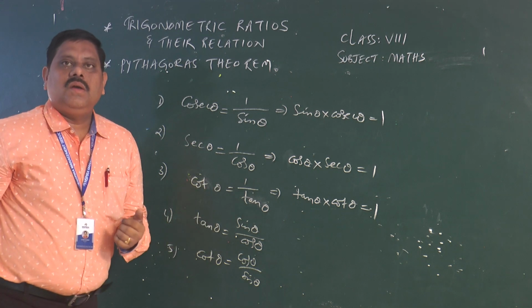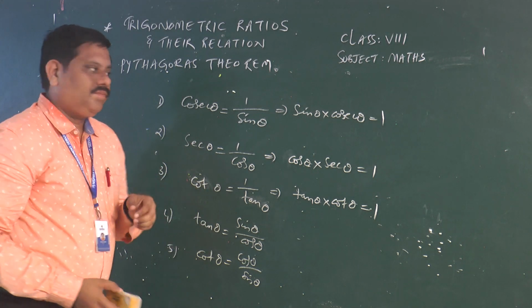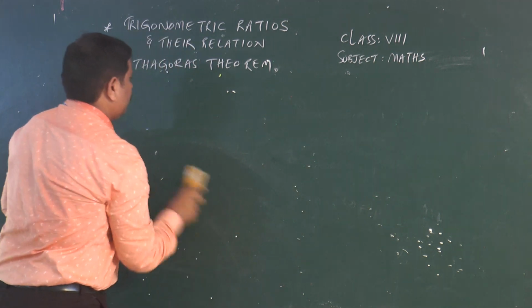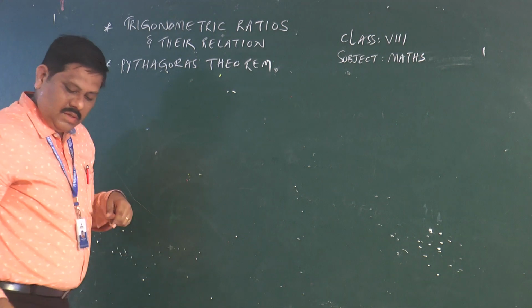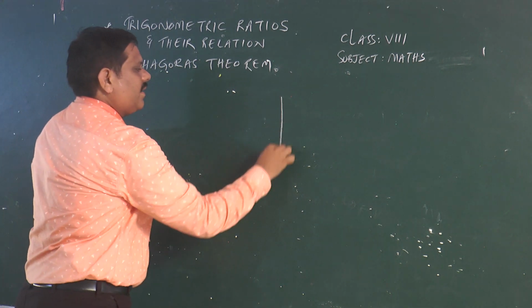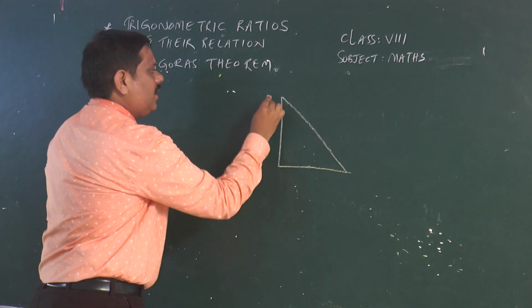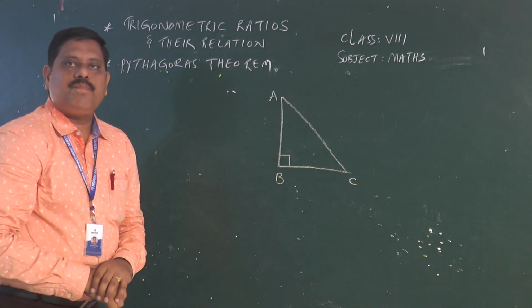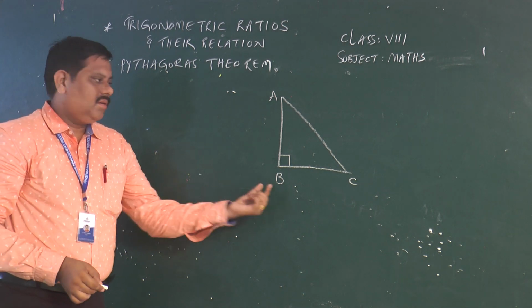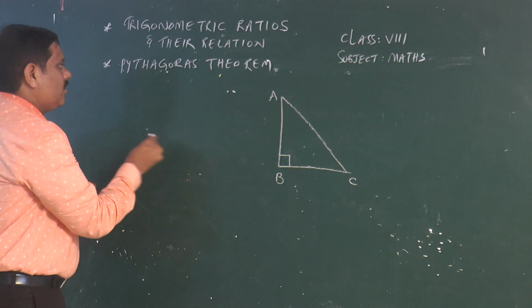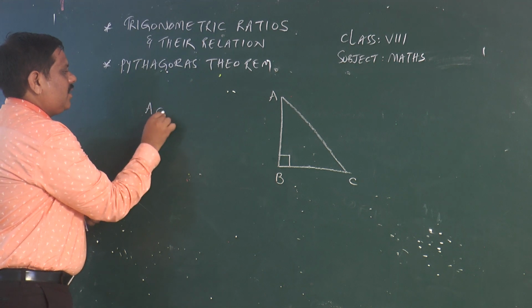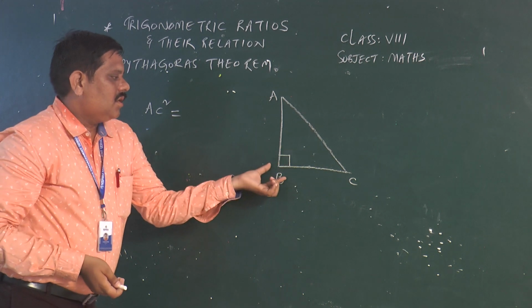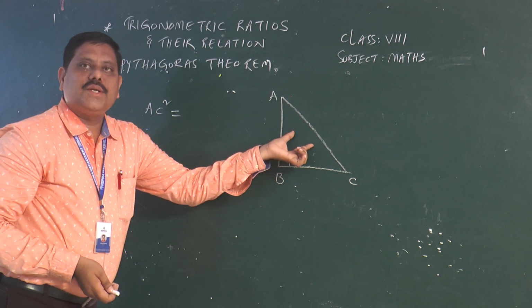Fine. Now, what is Pythagoras theorem? Suppose in a right angle triangle ABC, suppose we have a triangle ABC which is right angled at B. So ABC is a right angle triangle at B. According to the Pythagoras theorem, the square of the hypotenuse. What is the hypotenuse? The side opposite to the right angle is said to be the hypotenuse.